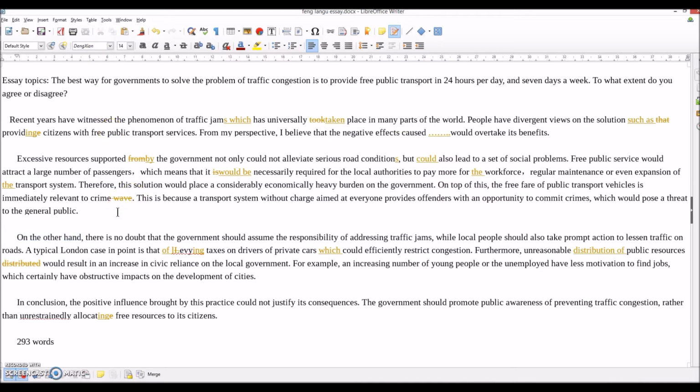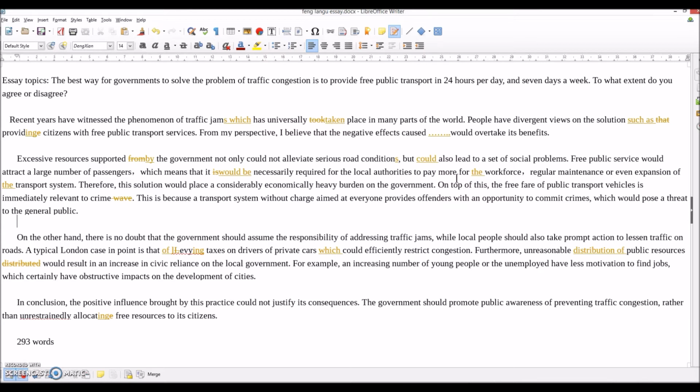So, on the other hand, there's no doubt that the government should assume the responsibility of addressing traffic jams. Okay, well, local people should also take prompt action to lessen traffic on roads. Okay, but again, free public transport 24/7. That's what you've got to keep coming back to. That's what it's asking you. London case in point, levying taxes on drivers of private cars, doesn't say anything about this. Now, because I'm not sure, I believe you disagree, but the cohesion, the general coherence and cohesion of this essay is not good.